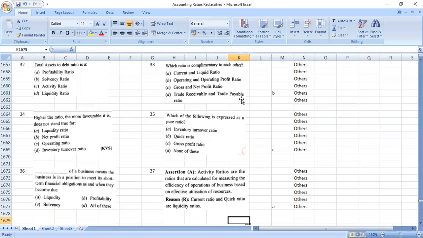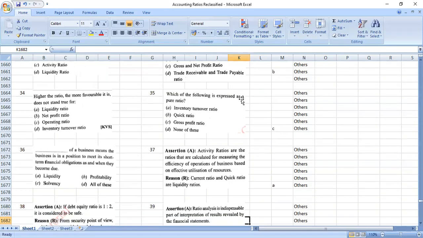Which of the following, already repeated question 33, 34. Higher the ratio, the more favorable it is. Does not stand for operating ratio. Repeated question. Which of the following is expressed as a pure ratio? Inventory, number of times; quick ratio, pure ratio like 2:1, 3:1. Gross profit ratio, percentage. None of these will not come.